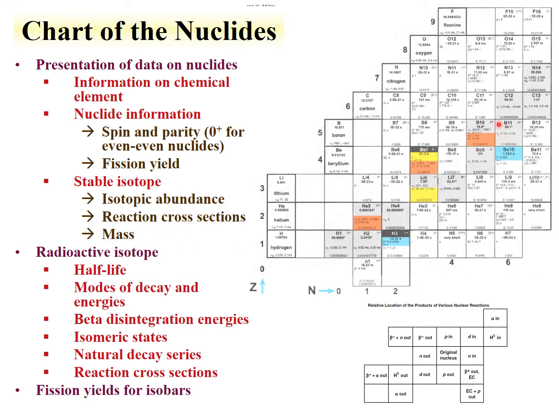All the gray isotopes here are stable. The data provided here is the relative isotopic abundance. As you see, lithium-6 is 7.59% of the lithium, where the remainder is lithium-7. For radioactive isotopes, data that is provided includes half-life, the modes of decay and their energies, the beta disintegration energies, the isomeric states, information on natural decay series, and reaction cross-sections.